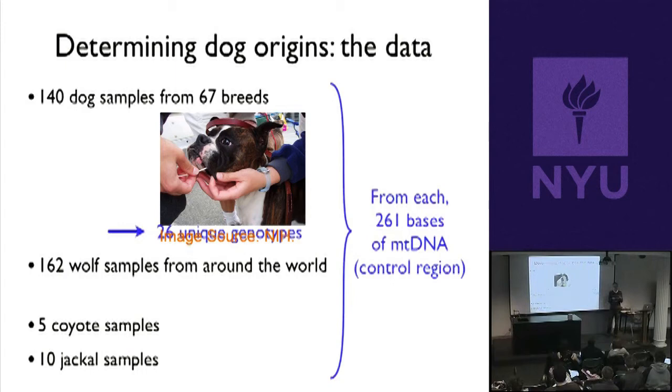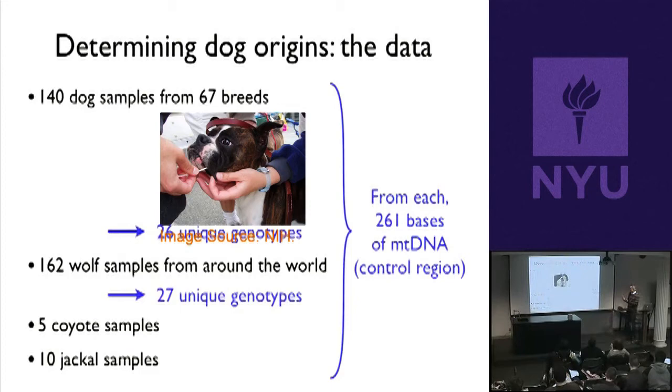Over the thousands of years that these different dog breeds have been diversifying, for the most part, they didn't obtain any mutations in this little piece of DNA, although 26 different types did emerge. A similar thing is true of the wolves. If you compare the 162 wolves, there were only 27 unique genotypes, and the rest were just repeats of one of those. So again, that says that wolves are all fairly closely related to each other.